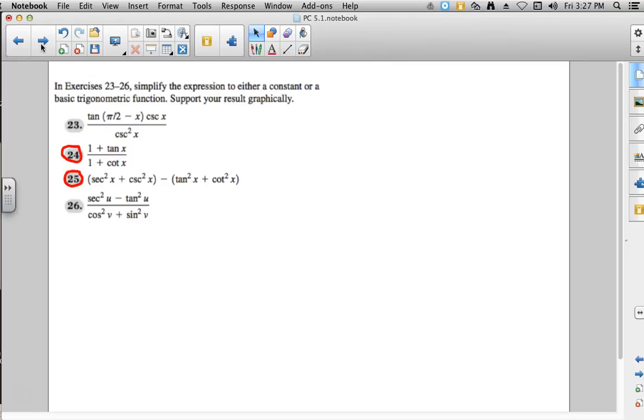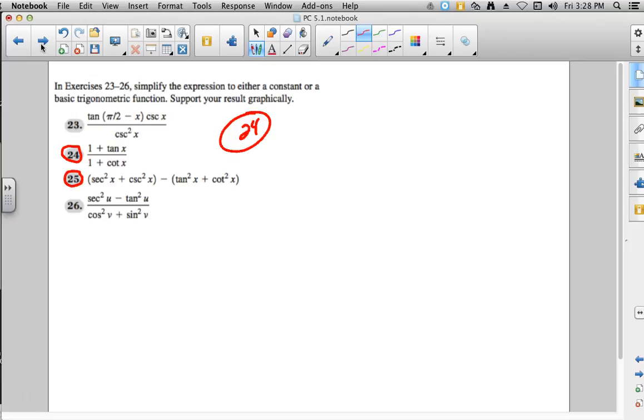Number 24 is the next one on your list. And it is 1 plus the tangent of x over 1 plus the cotangent of x. And it says simplify the expression to either a constant or a basic trigonometric function. Support your result graphically. And I'm not going to do the graphically part, but I'm going to show you the identities here. So where to go with this?